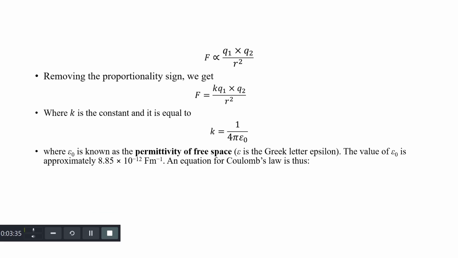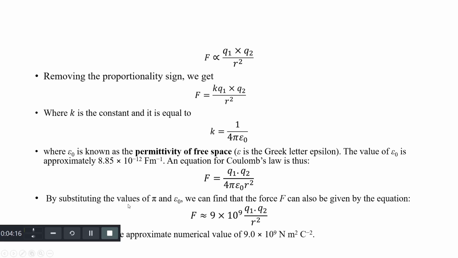Epsilon naught is known as the permittivity of free space, that is the Greek epsilon. The value of epsilon naught is approximately 8.85 into 10 raised to power minus 12. The equation for Coulomb's law would be F is equal to Q1 into Q2 divided by 4 pi epsilon naught r square. So this is the overall equation for the electrostatic force between two charges.